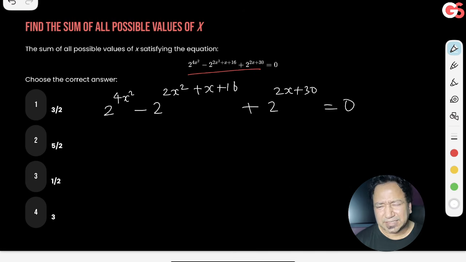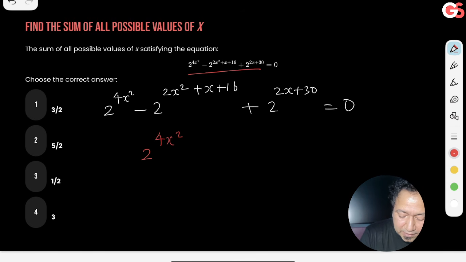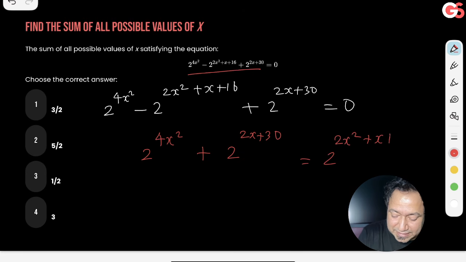So I rewrote it as 2 to the power 4x square plus 2 to the power 2x plus 30 is equal to, I sent that middle term to the right hand side, which became 2 to the power 2x square plus x plus 16. Why did I do that? To have the positives on the one hand side and the positives on the right hand side.